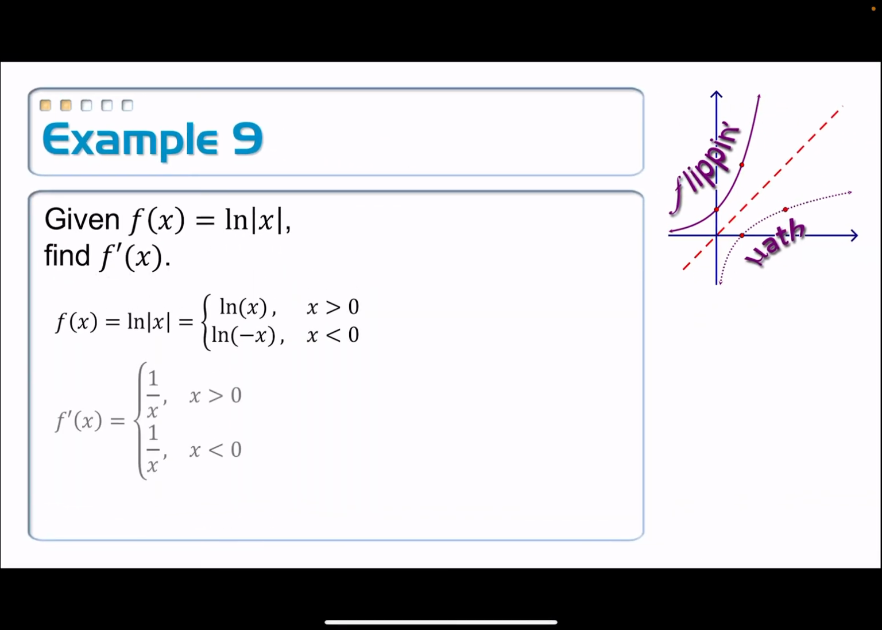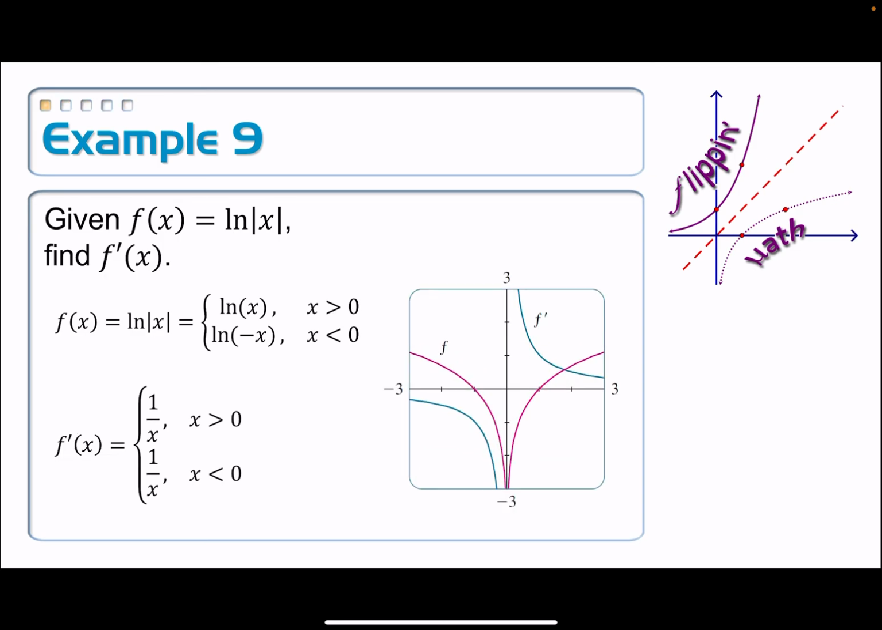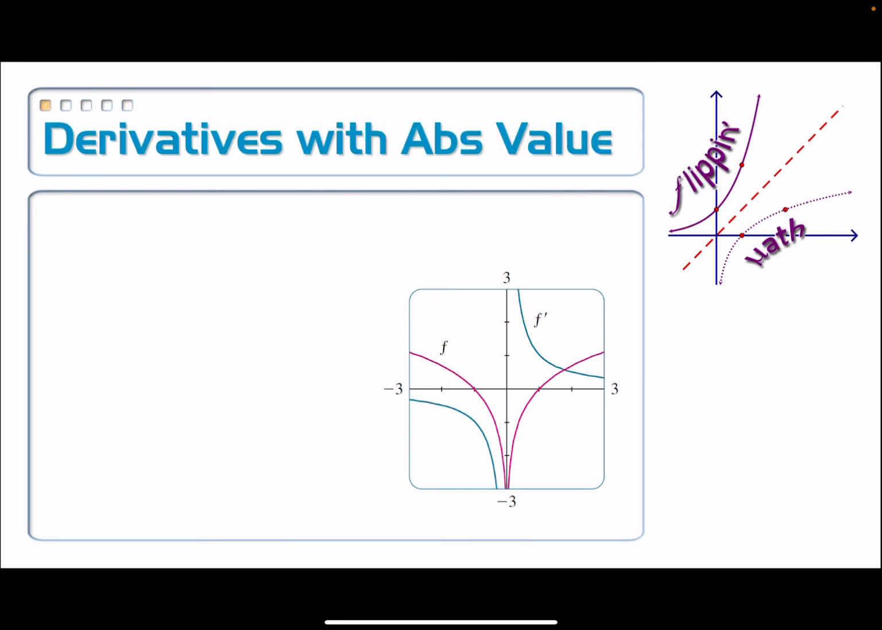So there's exactly what we just did with the piecewise function, and here is the original function in pink. That's what the natural log of the absolute value of x looks like. It looks sort of like a flying bird, except you have a vertical asymptote right there. And then the derivative is just 1 over x. It's both branches of that hyperbola.